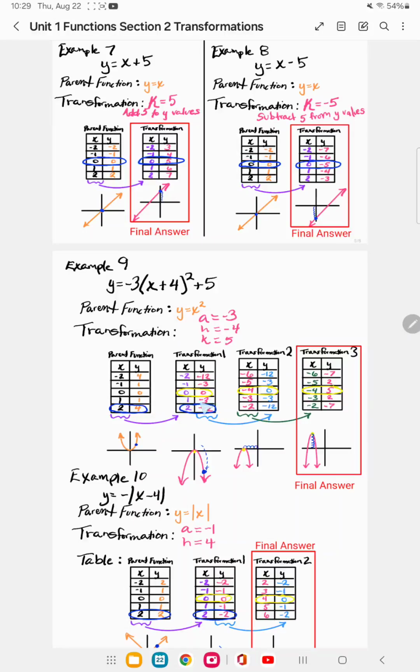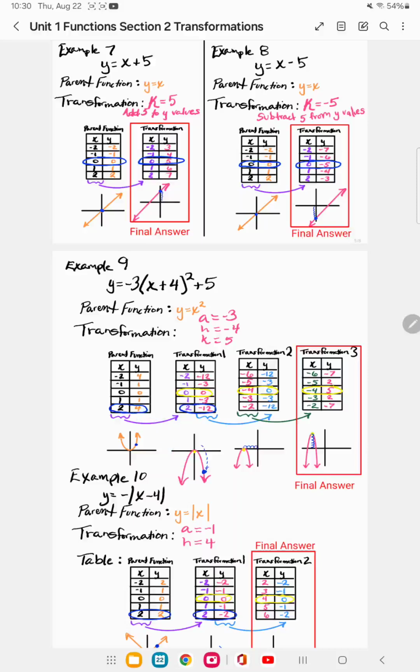When we move on to the next table, the first transformation is -3. So for A, I'm going to multiply my y values by -3. The x's are going to stay the same, so I'm copying those over exactly as they were. And I'm changing each one of the y values. So 4 times -3 equals -12. 1 times -3 equals -3. 0 times -3 equals 0. 1 again, and 4 again.